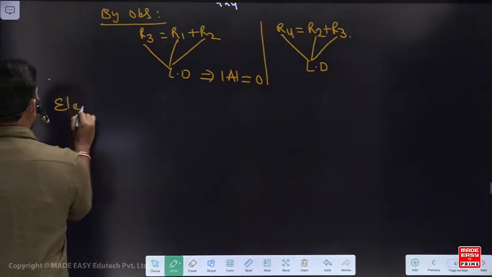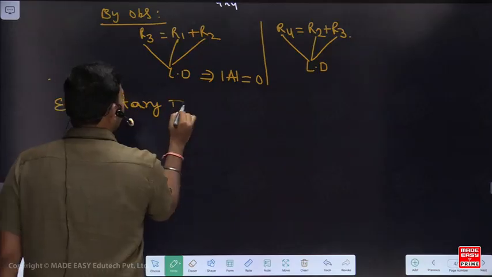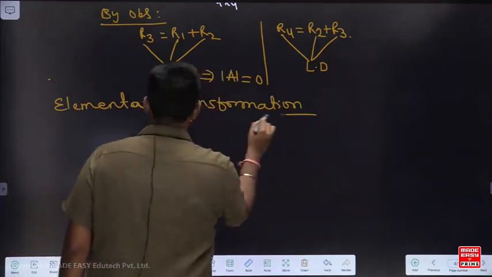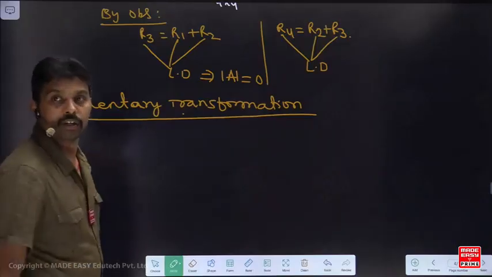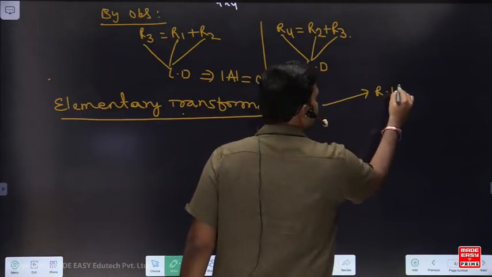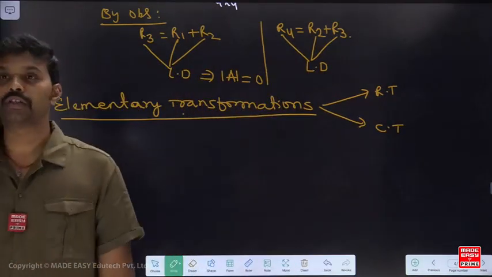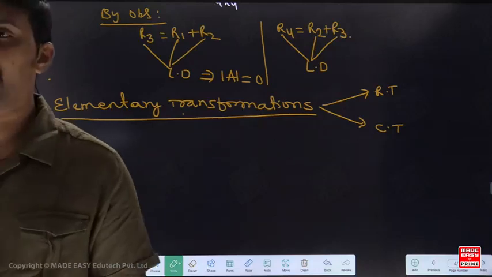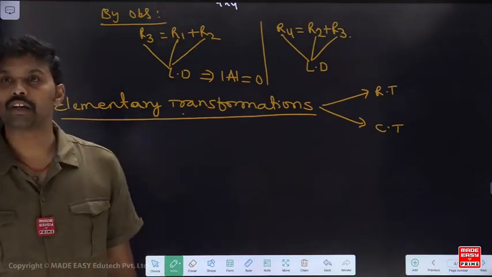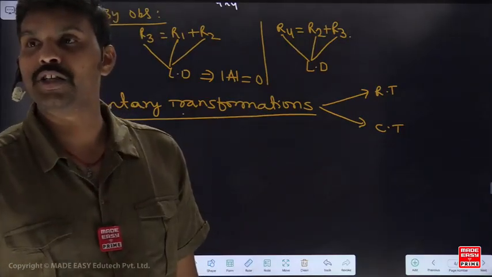Now elementary transformations, beta. Now elementary transformations here. So what are elementary transformations? Basically there are row transformations and there are column transformations here. Okay. Now no column dependency, sir. Hari Om, it is there. C1 minus C2 is equal to C3 minus C4. It is there.